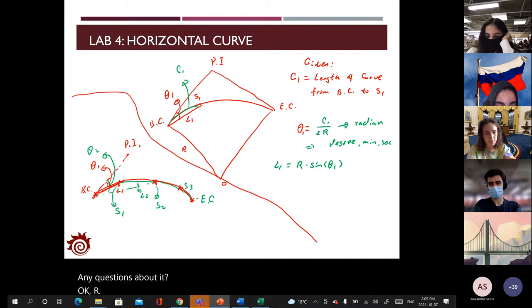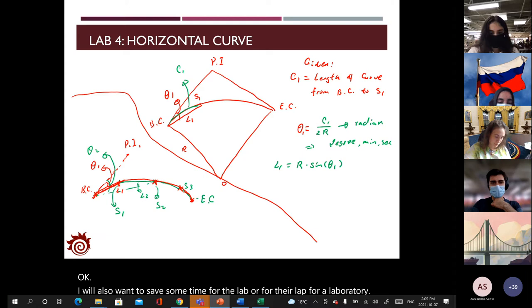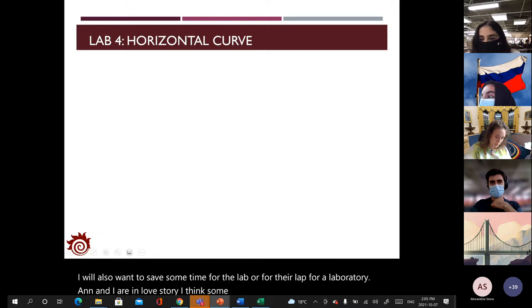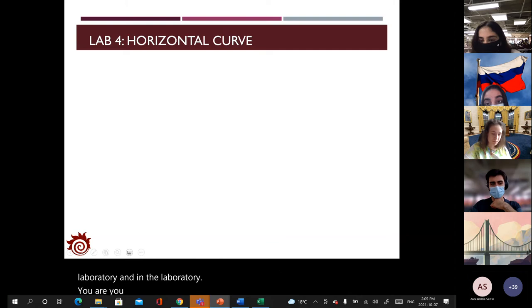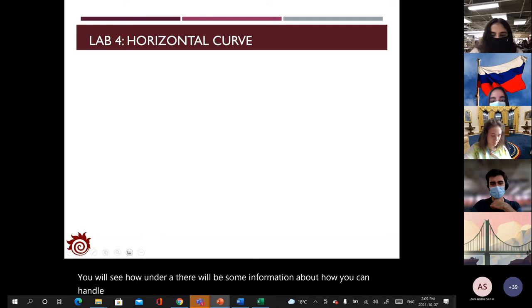I will also want to save some time for lab four and lab three. In lab three, I think most of you have already finished it. In lab three, there will be some information about how you're going to analyze the data.